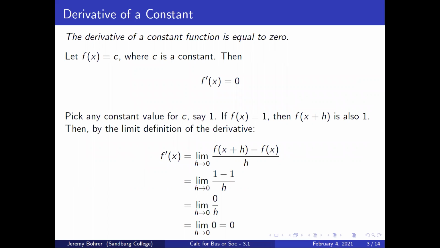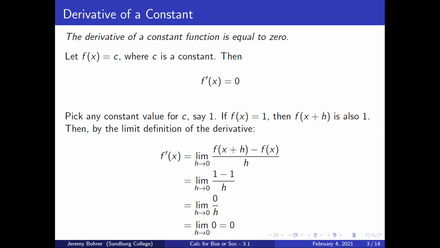The derivative of a constant function is equal to 0. Let f of x equal c, where c is a constant. Then f prime of x equals 0. Pick any constant value for c, say 1. If f of x equals 1, then f prime of x is also 0.